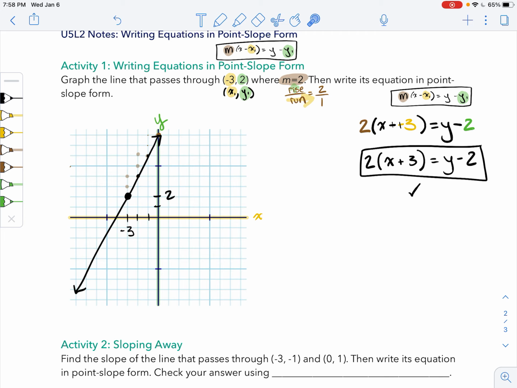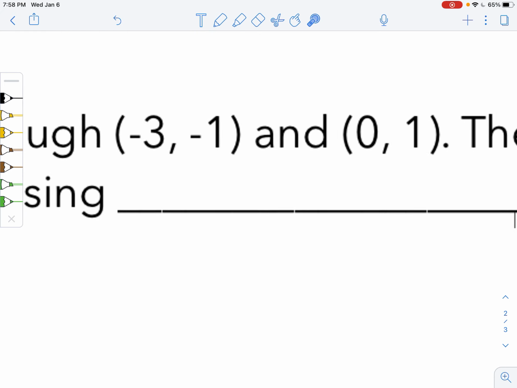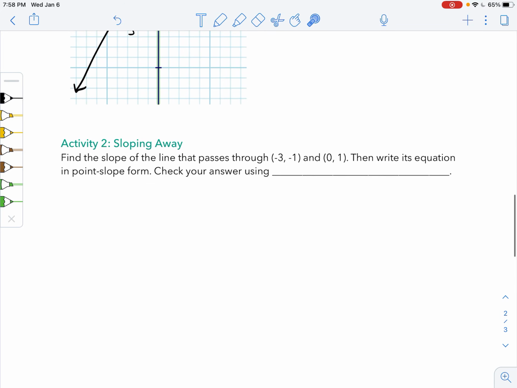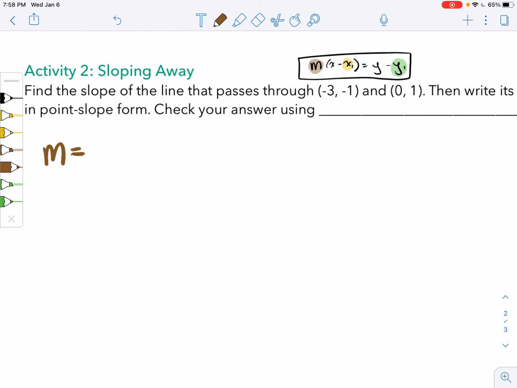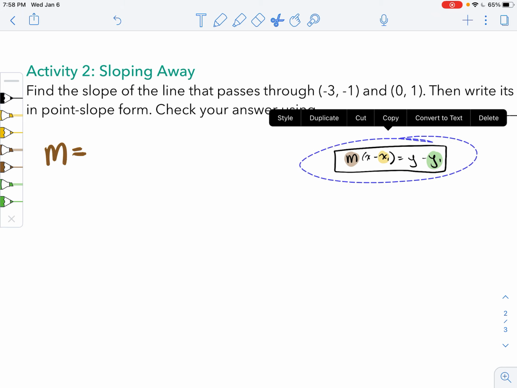So now, let's do it again. This time, instead of having a graph, we're just going to use our 2 points. So let's get our point-slope form back here. Okay, awesome. We need to find the slope line that passes... Oh, you guys, we don't know what our slope is. We need to figure out our slope. So before we can use our point-slope form, we need to actually find what our slope is.